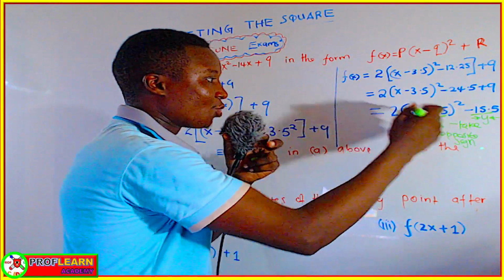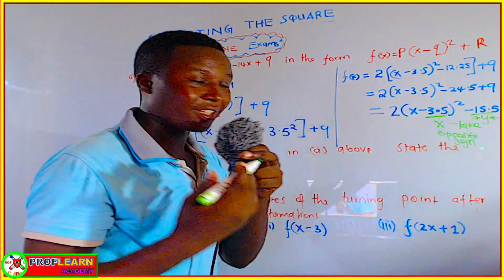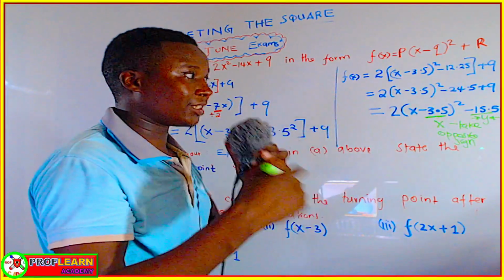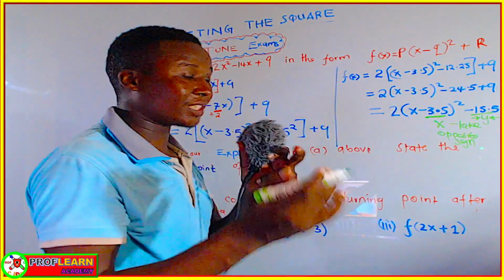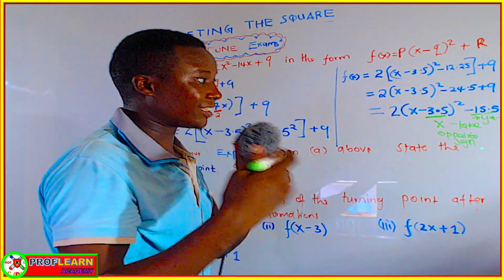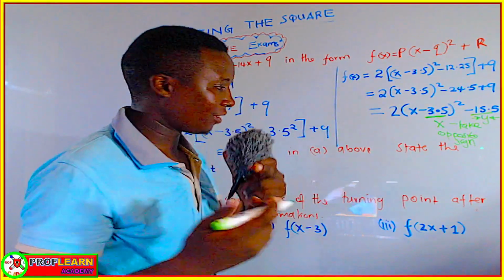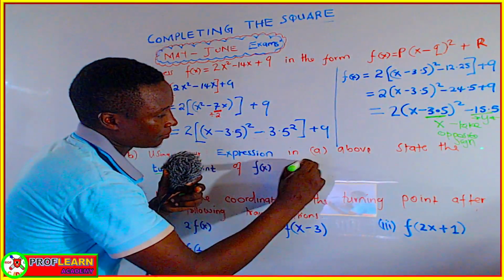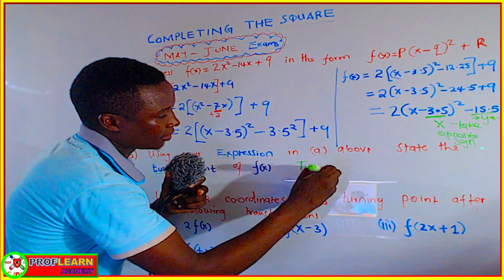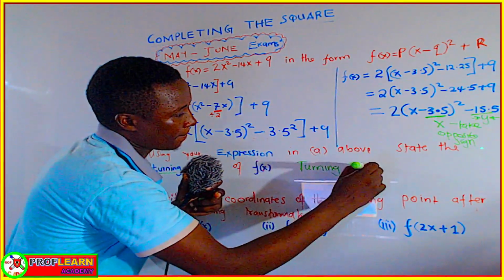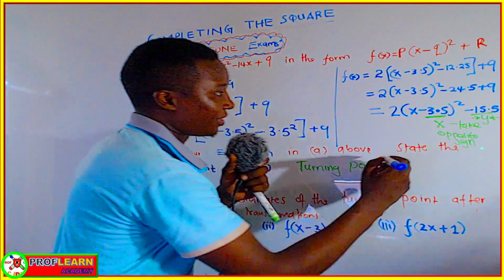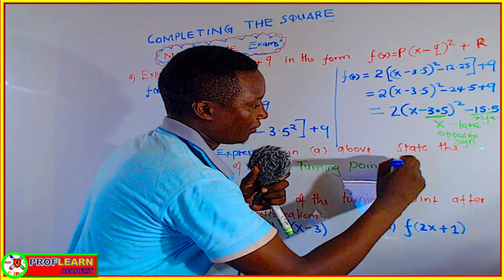But on this one, you have to be very careful. If it's a positive, you say negative 3.5. But if it's a negative, you say positive 3.5. Now, in this case, our turning point is going to be what? The x coordinate of the turning point here is going to be 3.5.